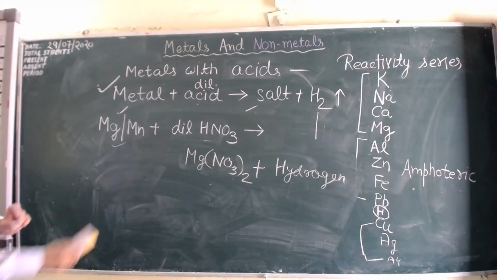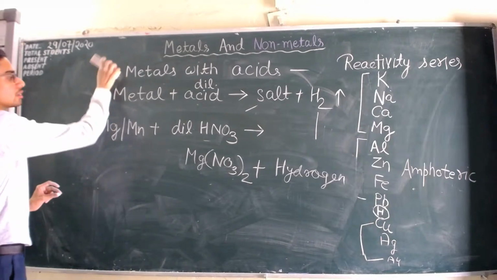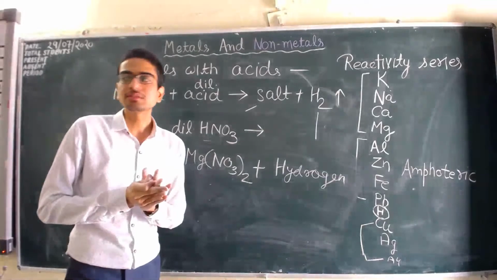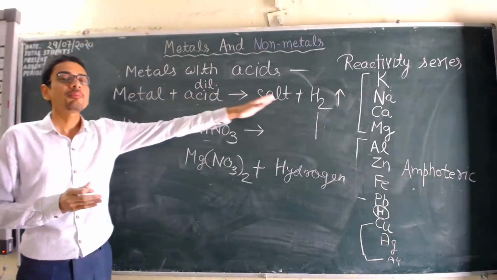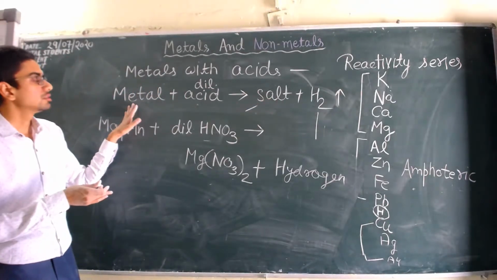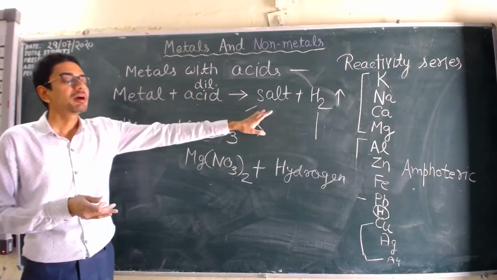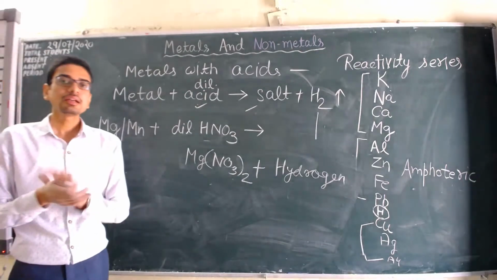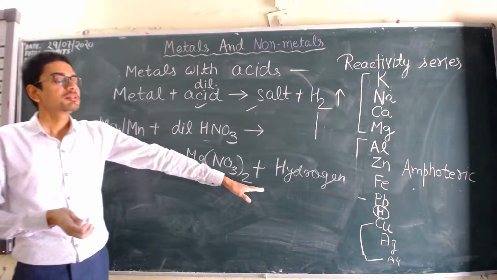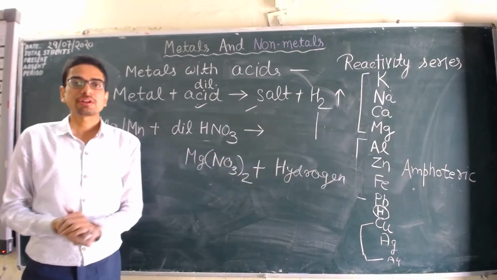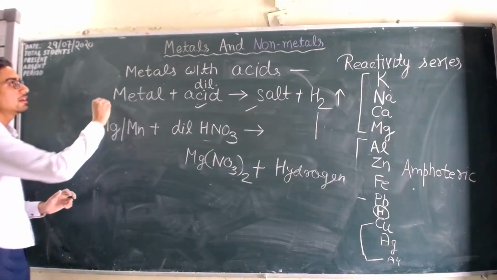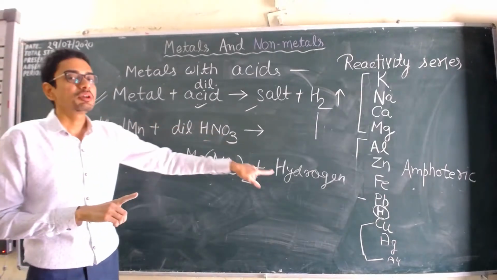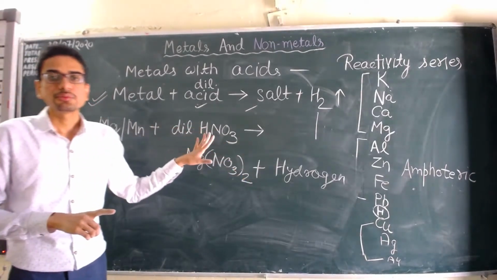If you have not understood, please write it down. So the basic point is metals with acid form hydrogen. Generally all metals with dilute acids form hydrogen. But if the acid is nitric acid, in that case hydrogen will be changed to hydrogen oxide, water. But if the metal is very highly reactive, then hydrogen gas will be formed in nitric acid too.